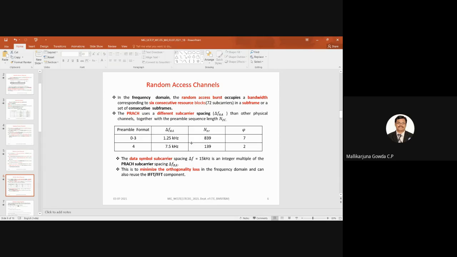The data symbol subcarrier spacing of 15 kilohertz is an integer multiple of the physical random access channel subcarrier spacing, which is known as delta f RA. That indicates the subcarrier spacing for the random access channel. This is used to minimize the orthogonality loss in the frequency domain and can also reuse the IFFT or FFT components. That is the purpose of that.